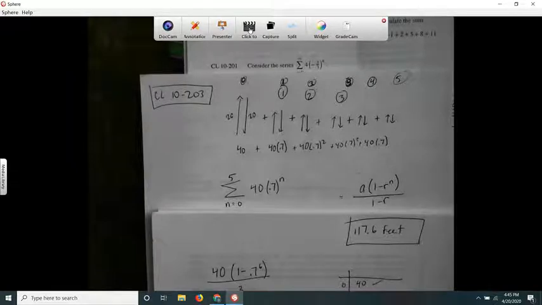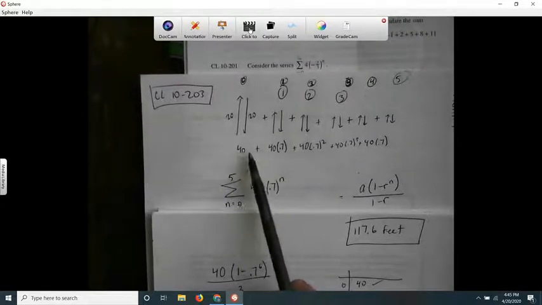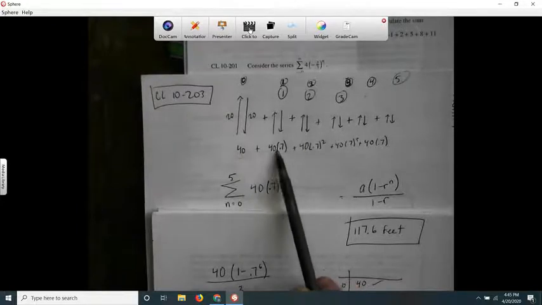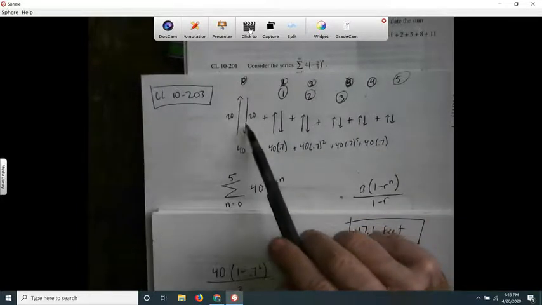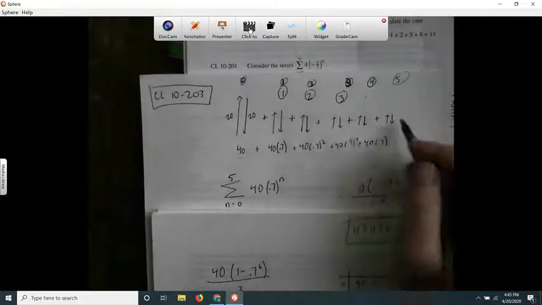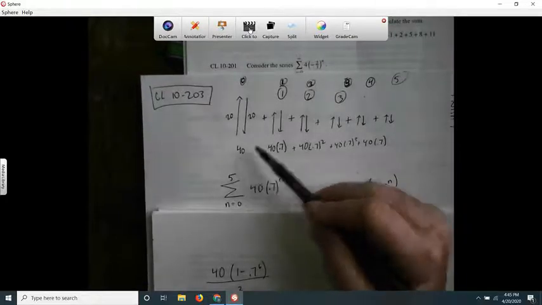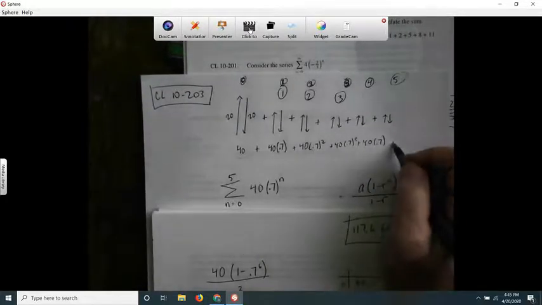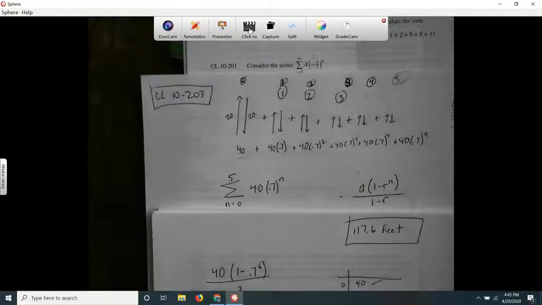The problem says after the first 5 bounces. So I think they want you to include that 40 and then it bounced 1, 2, 3, it bounced 1, 2, 3, 4, 5 times. Oh, I guess I gave up on writing these out, but I guess that'd be the 4th and the 5th. Okay, it bounced 5 times.